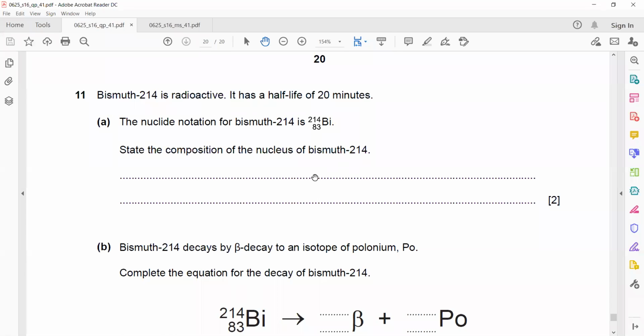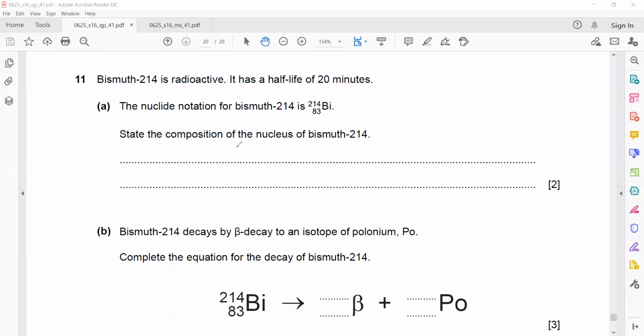State the composition of the nucleus. The nucleus consists of neutrons and protons. So how many neutrons are there? And how many protons are there? There will be 83 protons. But how many neutrons are there? That is 214 minus 83, which is equal to 131. So 131 neutrons are there. That's the composition of a nucleus.